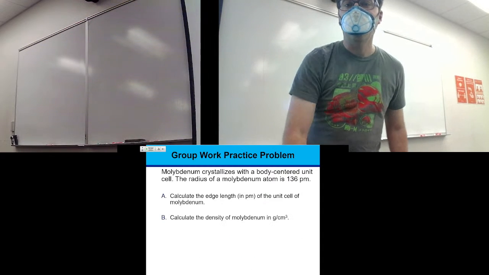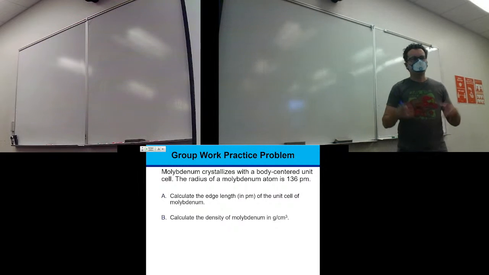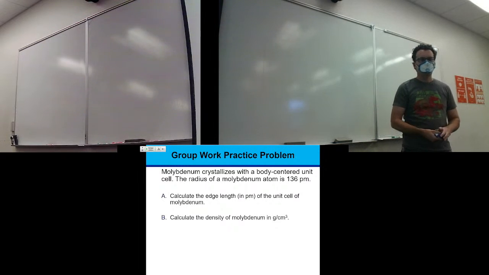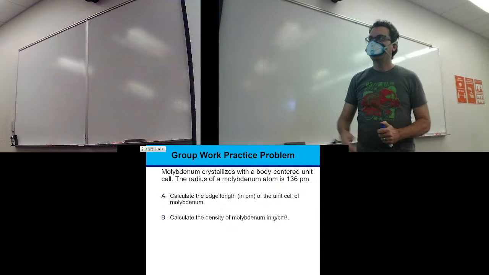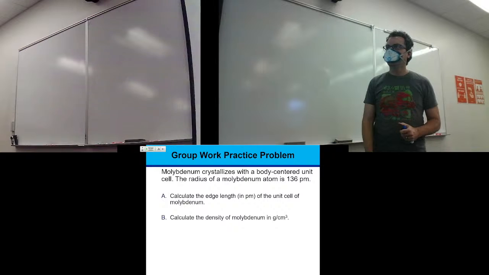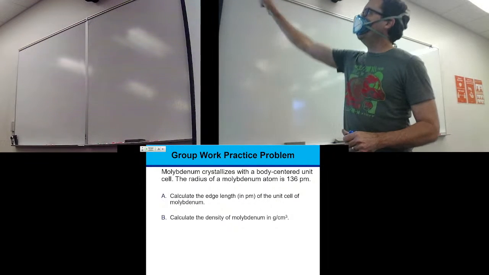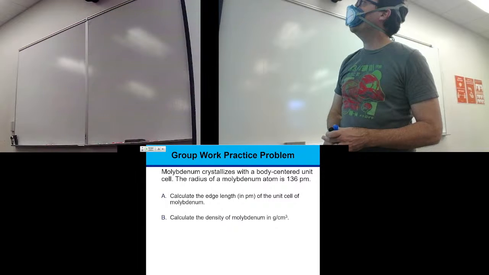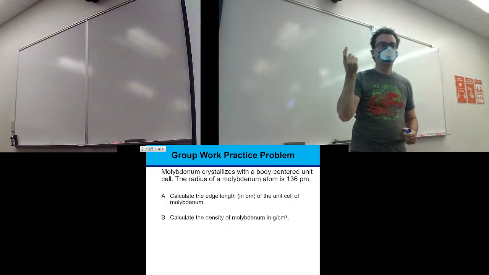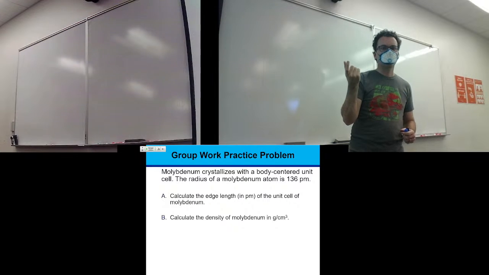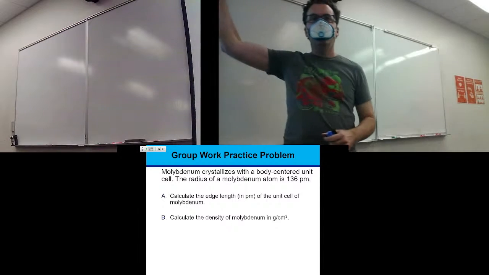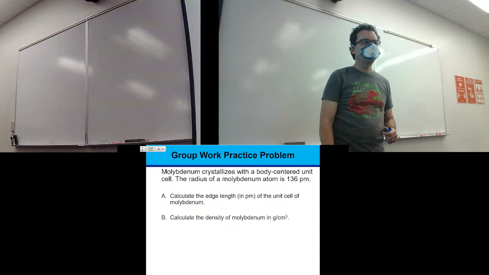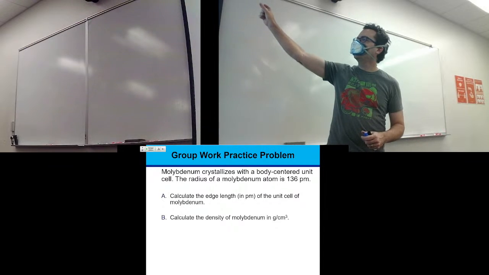Okay, so why don't we try this? Let's see if you can do this yourself. As a group, you can work with other people, but let's try to calculate ultimately the density of molybdenum, which is Mo on the periodic table, number 42. And I'm giving you that molybdenum has an atomic radius of 136 picometers. That's the radius of one atom. And it has a body-centered cubic crystal structure, BCC.